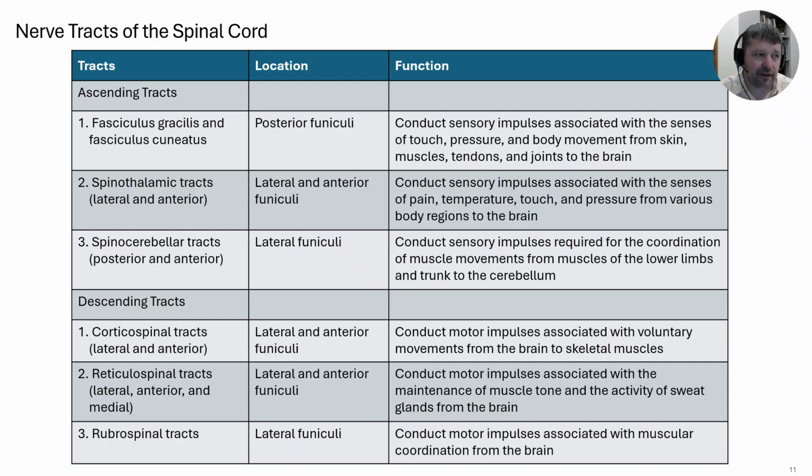So remember that ascending tracts are from sensory neurons to the brain. The brain's then going to coordinate some kind of response. That response will be sent via descending tracts to control that motor impulse.